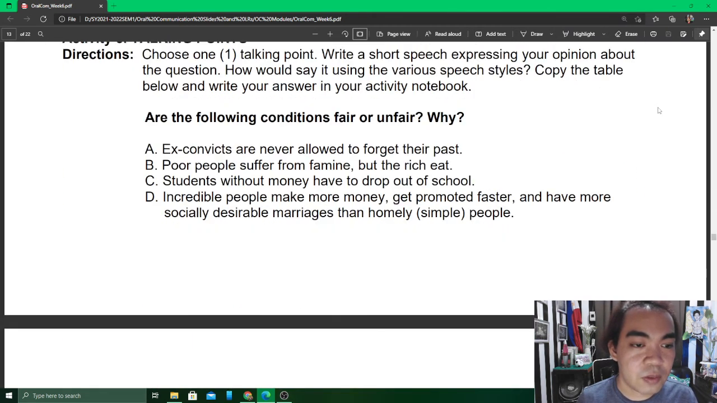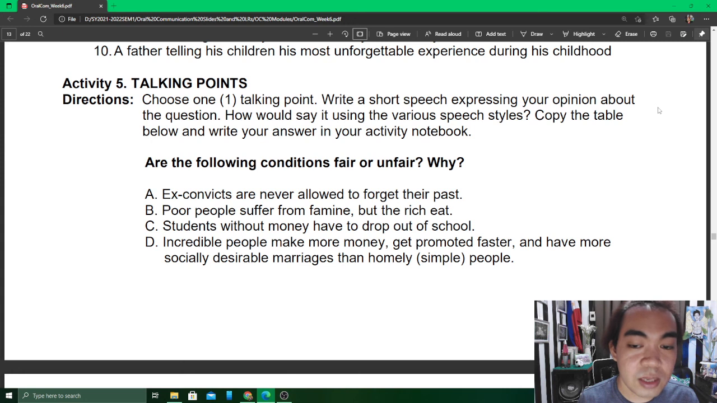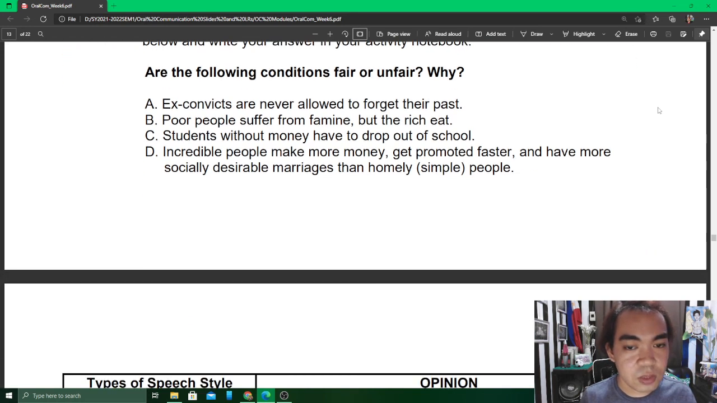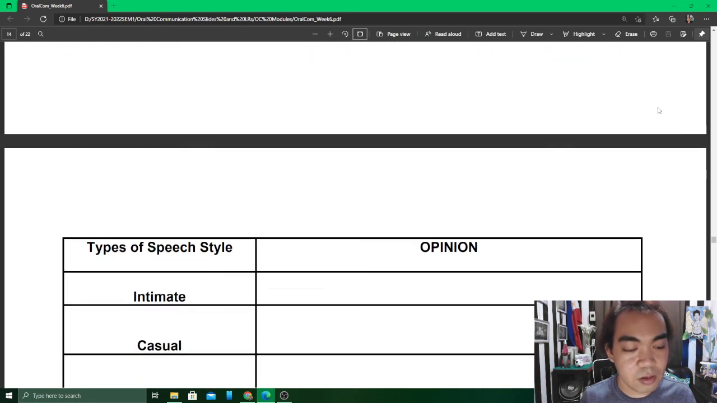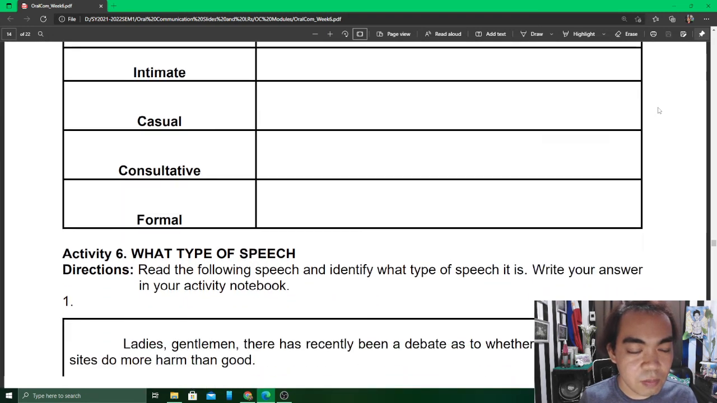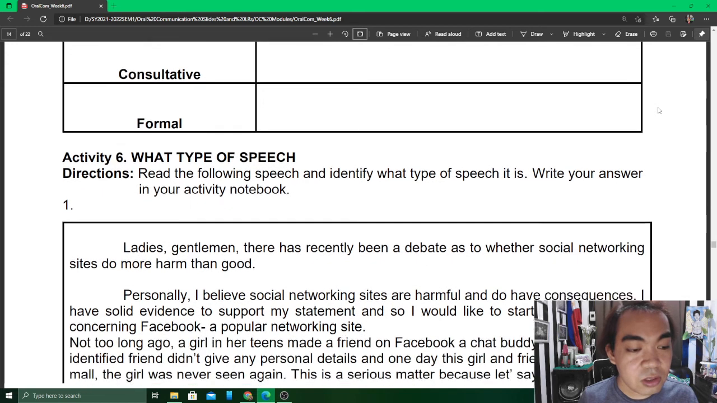Activity 5, choose one talking point. Write a short speech expressing your opinion about the question. How would you say it using the various speech styles? Copy the table below and write your answer in your answer sheets. Are the following conditions fair or unfair? One. Okay. So we have here the table. No, I think this is not part already of your answer sheet.